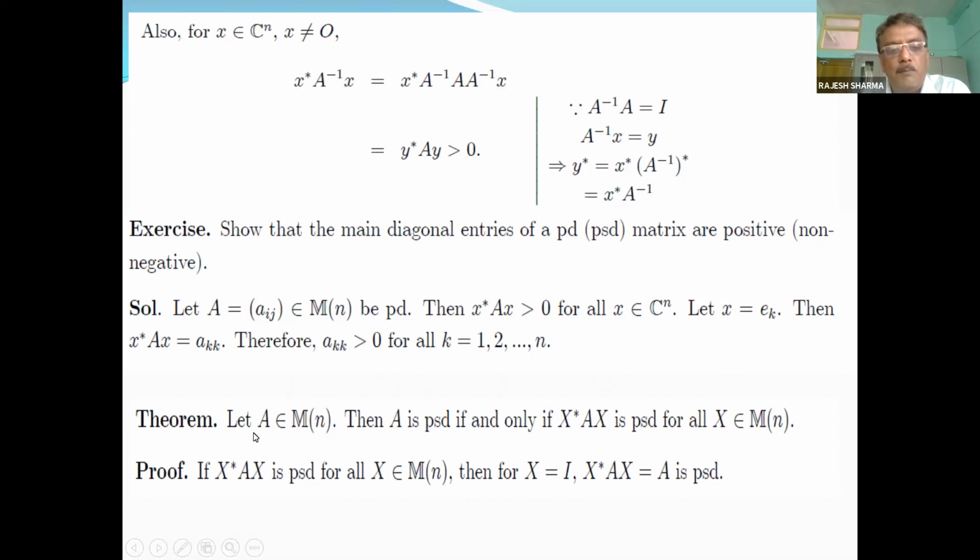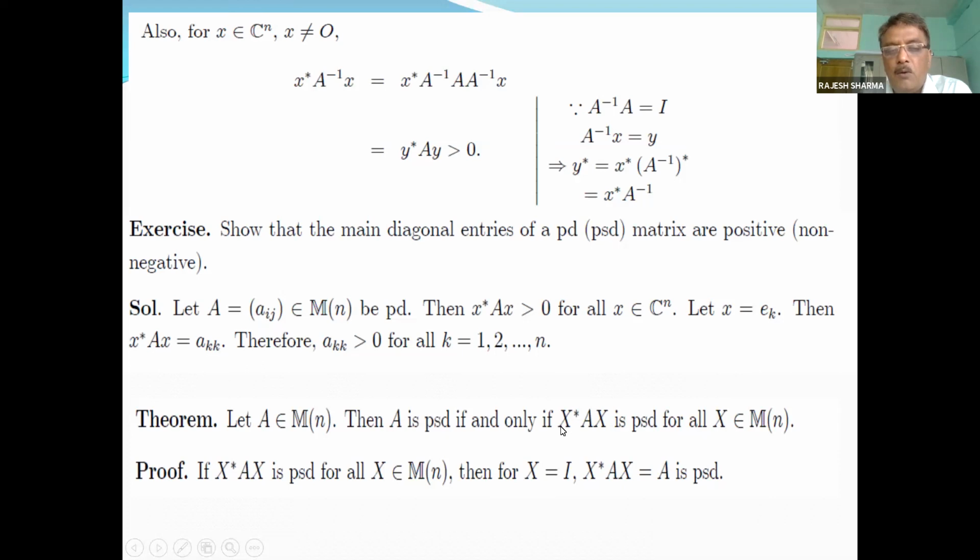Now next theorem: let A be a square matrix of order n. Then A is positive definite if and only if x star Ax is positive definite for all x belonging to Mn. First, this part is simple. If x star Ax is positive definite for all x belonging to Mn, then we can choose this x to be the identity matrix. And then this becomes only A. So if this is positive semi-definite, then A is also positive semi-definite.